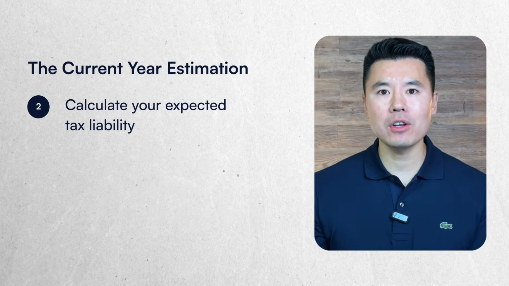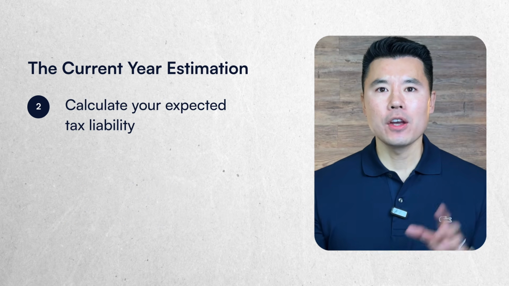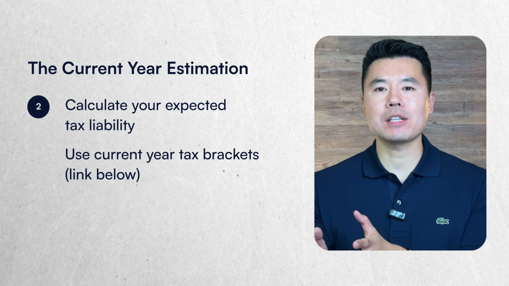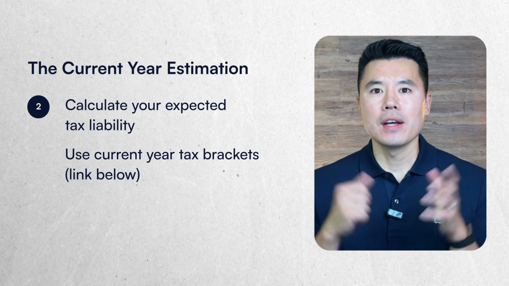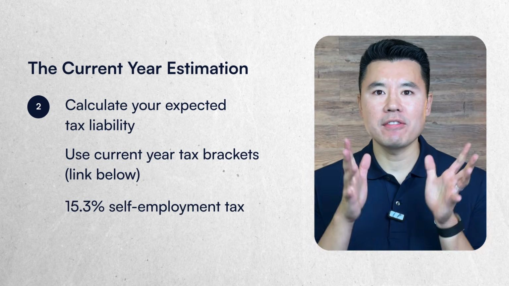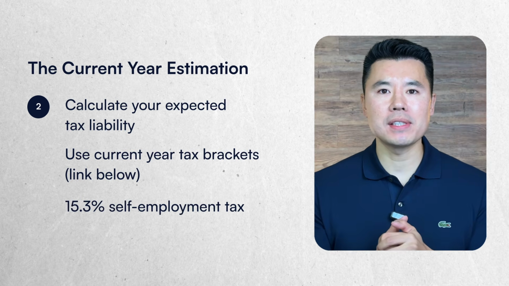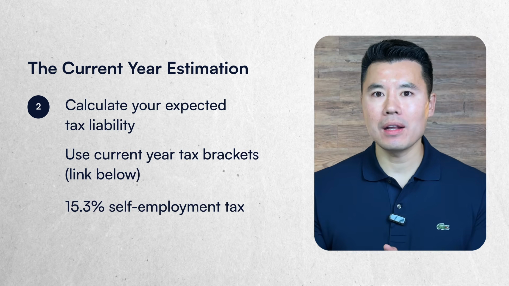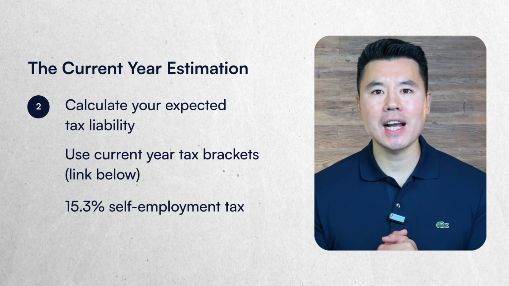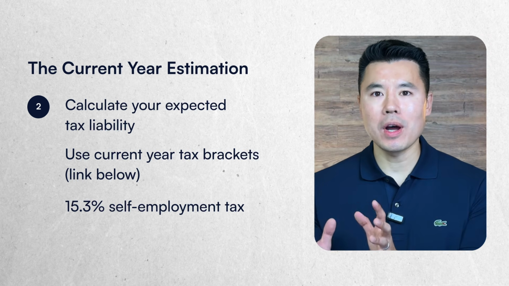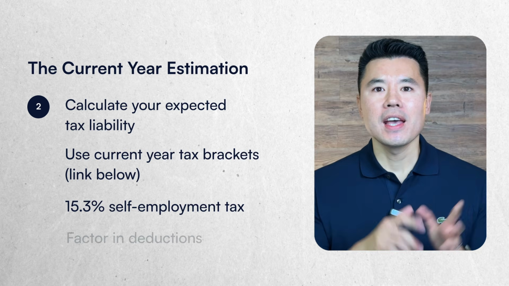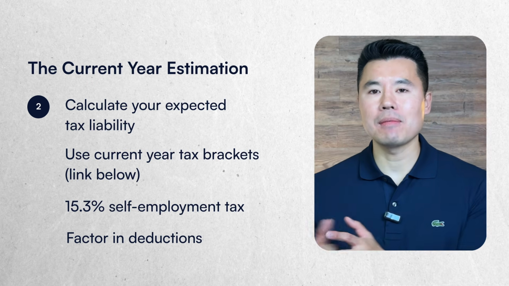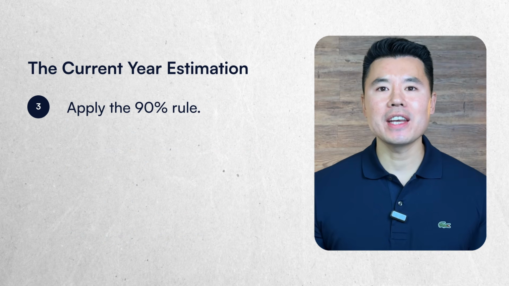Step 2 is to calculate your expected tax liability. You want to use current year tax brackets, and I'll leave a link to the IRS's most recent tax brackets in the information section below. Don't forget self-employment taxes. That's going to be 15.3% on all your business income/profit. For those of you who are sole proprietors, single member LLCs, or partnerships, self-employment tax is a thing, and you want to make sure you include that in the calculation. And then you also want to factor in any deductions, whether you took the standard deduction or you're going to be itemizing your deductions.